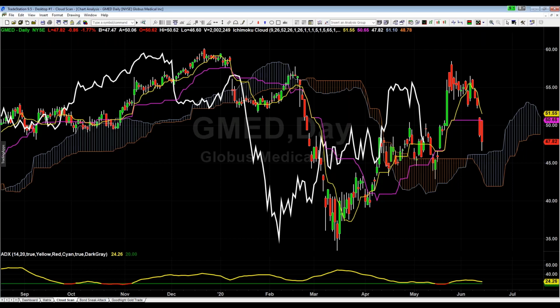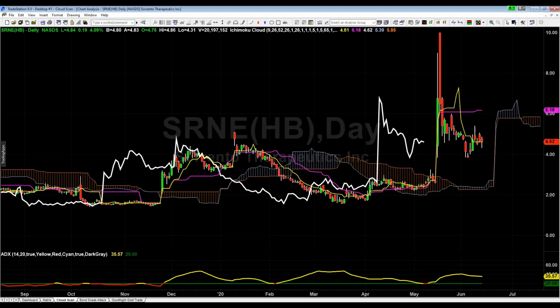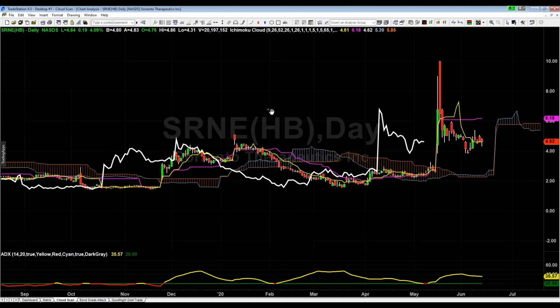Okay, let's see here. I lost my place. Daggone it. SRNE looks weird just because it's a stock that's below $5. It's a better long than short. Target 618.